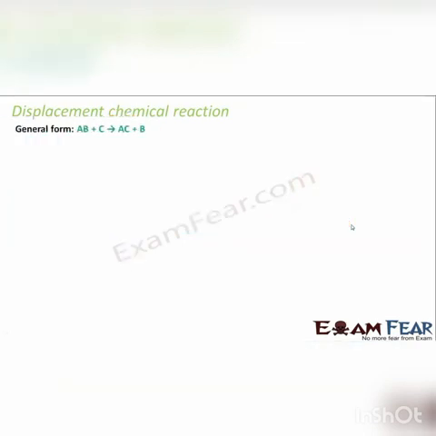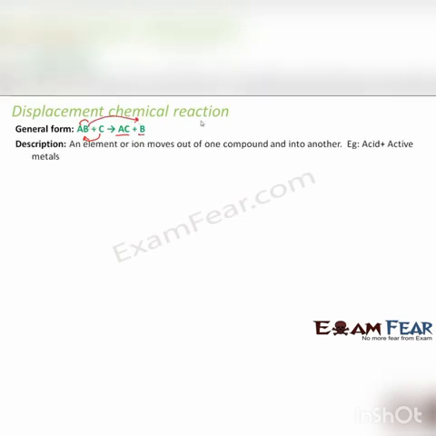So let's see the chemistry definition of this displacement chemical reaction. You have this compound AB. When C comes, C displaces B, so it becomes AC, and B is out. So it says that one element or ion moves out of one compound and into another. One example is active acid plus active metal. You get this kind of reaction. So we'll take more examples.